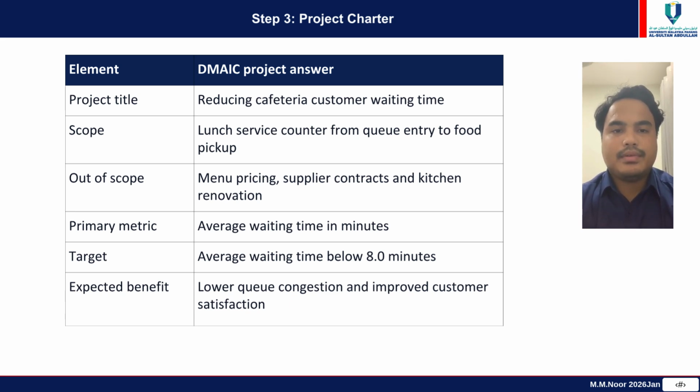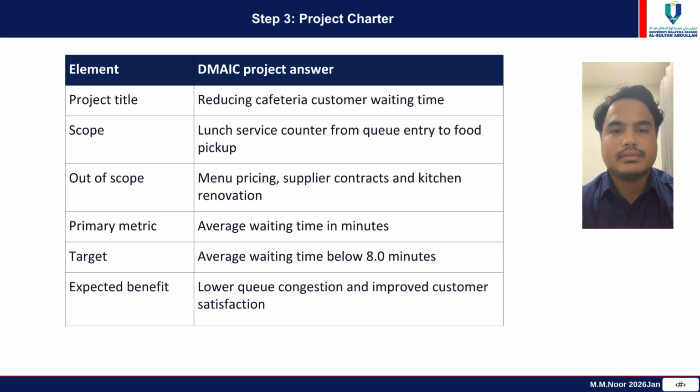Step 3. Project charter. The project charter is used to keep the project focused and controlled. The scope begins when the customer enters the queue and ends when the customer receives the food. Items such as menu pricing, supplier contracts, and kitchen renovation are not included because they are outside the project scope. This helps ensure the project remains realistic and manageable.